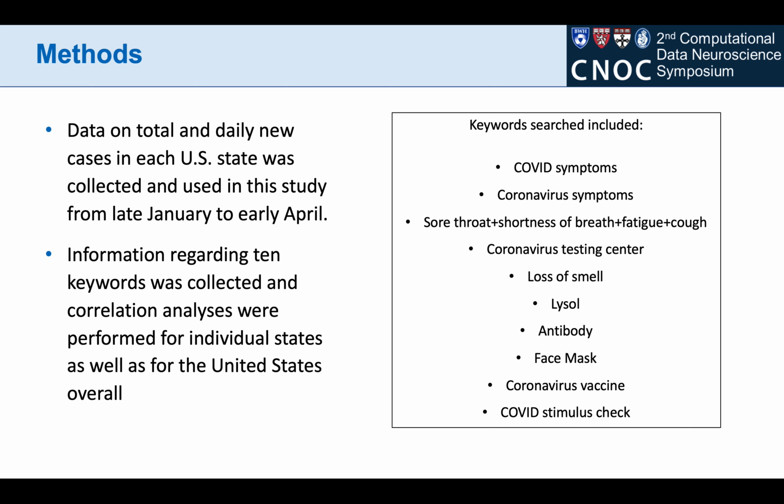We collected total and daily new cases in each U.S. state from the Department of Health at Johns Hopkins, which is publicly available data from January to early April. And we also collected information regarding 10 keywords from Google Trends and performed a correlation analysis on them to see whether there was any significant correlation between cases and these Google Trend keywords.